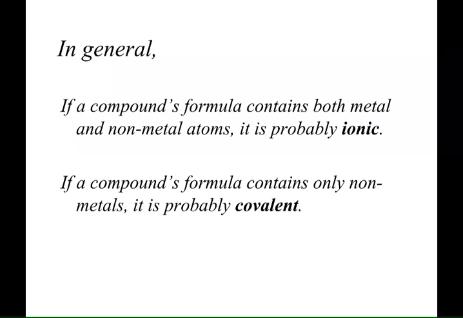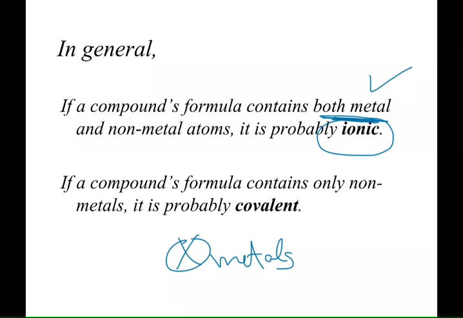So we talked about, and you're going to need to know this for your first unit exam, if I give you a formula that has a metal in it, that means that the formula is representing an ionic compound. If it has no metals, that means that compound is most likely a covalent compound. Again, just kind of reviewing.